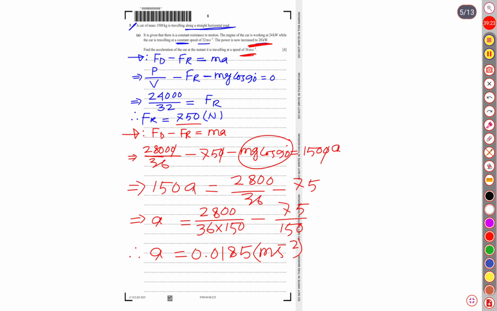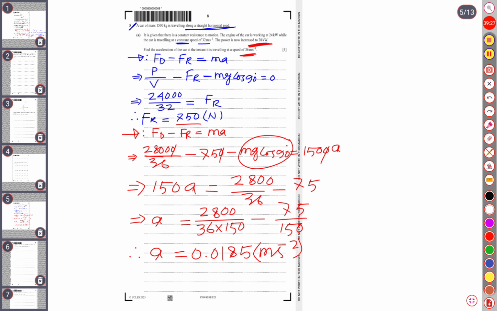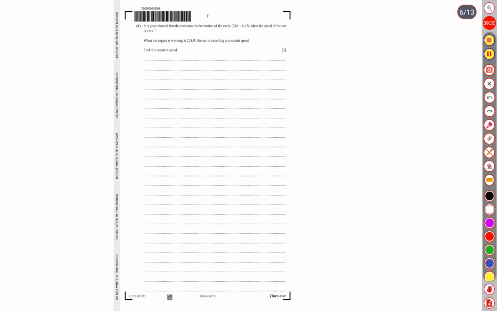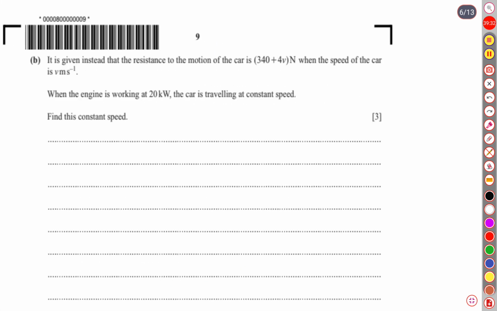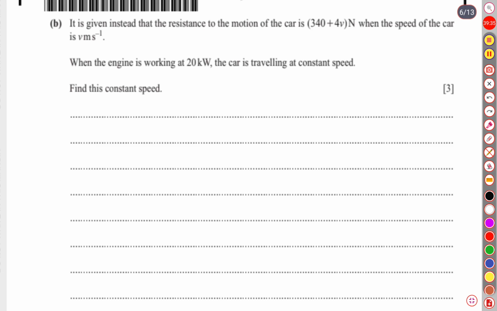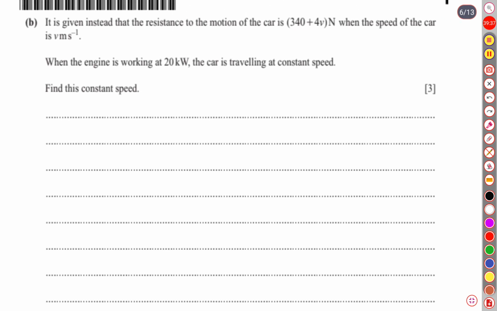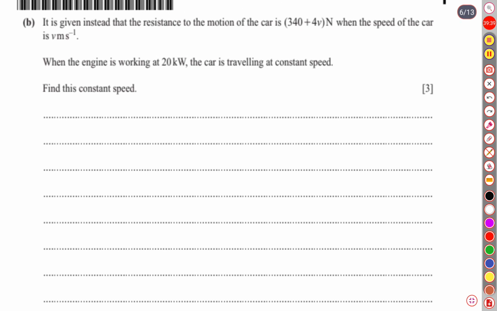Let's see the next question. The next question is printed on the next page. It says, it is given instead that the resistance to the motion of the car is 340 plus 4v Newton when the speed of the car is v meter per second. When the engine is working at 20 kilowatt, the car is traveling at a constant speed. Find the constant speed. So the concept is the same, and it is still moving on a straight horizontal road.